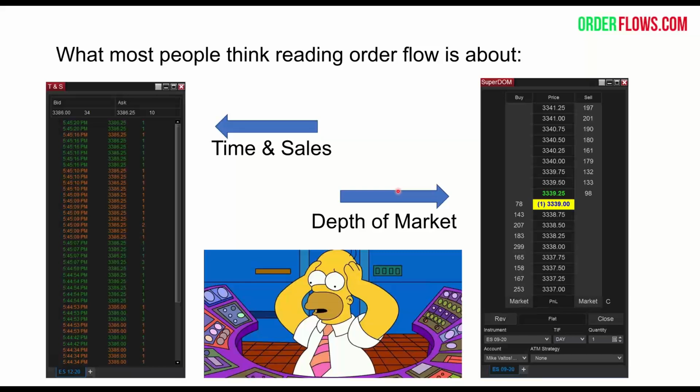When you look at the time and sales, the one on the left, that's what's actually traded in the market. The one on the right, the depth of market, just shows you the orders that are working on the bid or on the offer, which is constantly changing. People are constantly pulling their bids, moving them up or down, changing their offers, adding more, taking out some. It's constantly changing. But the dome, the depth of market, really just shows you the intentions of traders.